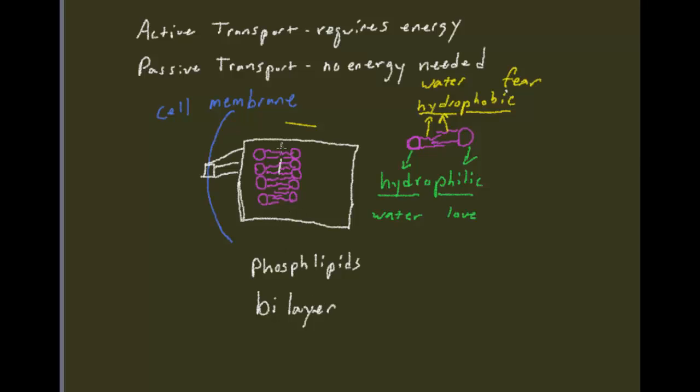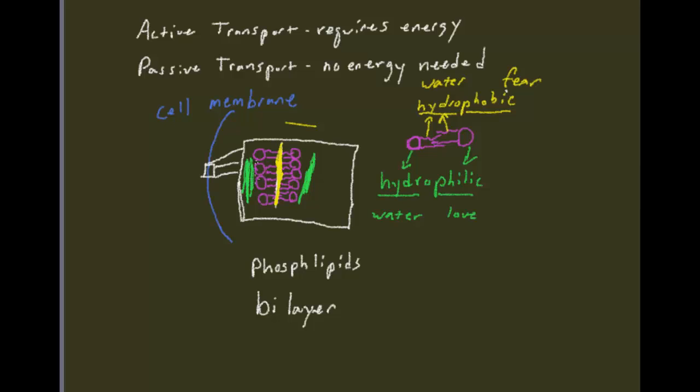The area in between the bilayer right here is where the hydrophobic, here, let me color it the same color. This is no water. There's no water in this area, okay? This area does not like water. It's hydrophobic. Yet you have water on the outsides because this is the hydrophilic side. Hydrophilic side loves water. So you can have water on the outside.